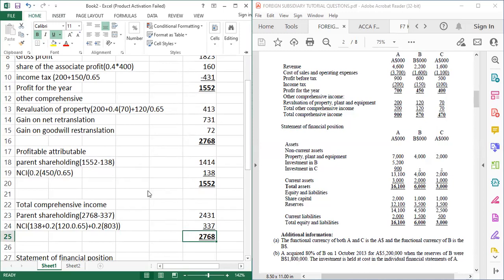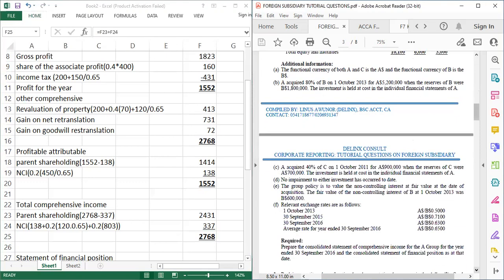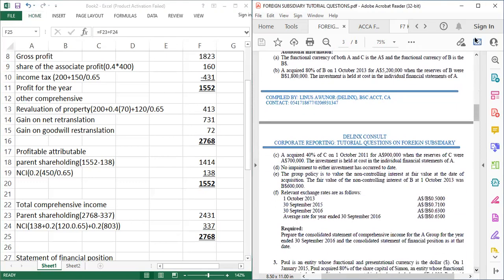All right, that is all. You can see the question looks very simple, but the workings are plenty. Complex. You see some of the things, if you can't do it, just go and translate. You see, most of the time it will not come with complicated issues like intra-group trading and those things.